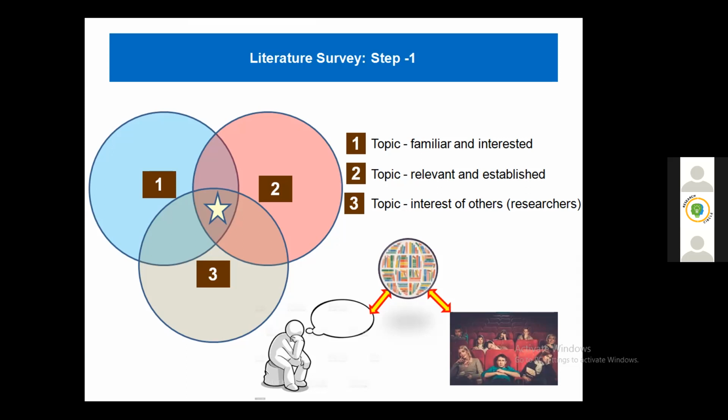And the second condition is that it should be relevant and established. Something like gravitational force or Kepler's law are established concepts. So if somebody presents something which totally challenges them, it may not get acceptance. It is very difficult. So the one who is presenting and the one who is hearing may go through these three checklists: whether it is familiar and interesting, whether it is relevant and established, and whether it is of interest to others. These are the things.